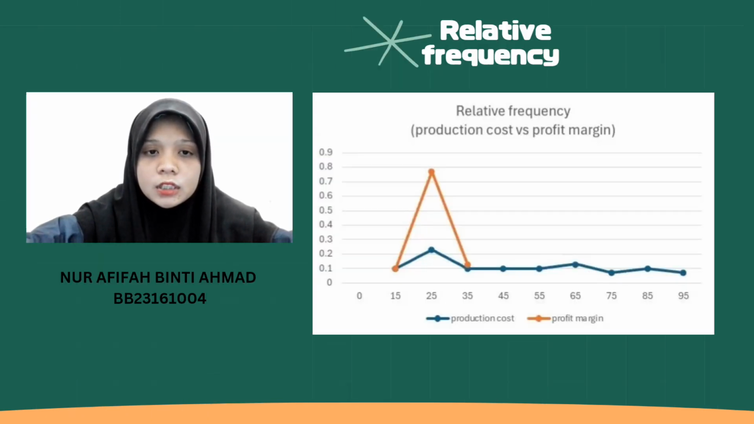Assalamualaikum to Dr. Mazalan. My name is Nur Afifa binti Ahmad and my matrix number is BB231610004. I will discuss part 1 and this part has two graphs, but I only explain one graph, which is relative frequency. The relative frequency graph is in the form of a polygon, while the cumulative relative frequency graph is in the form of an ogive.